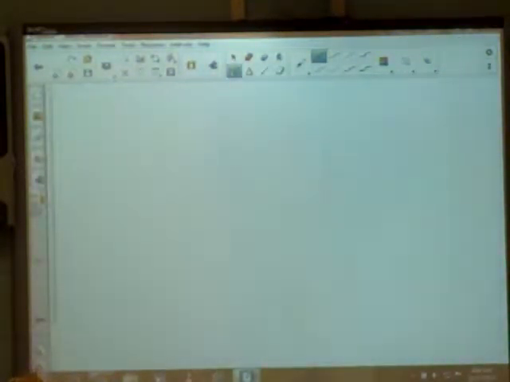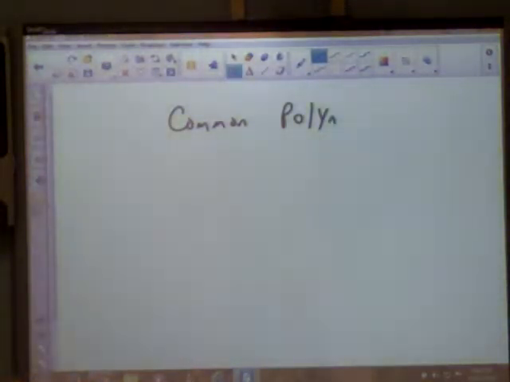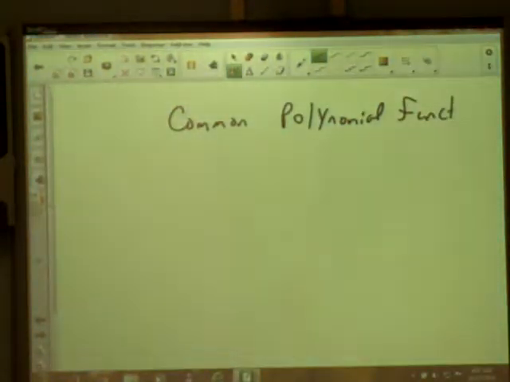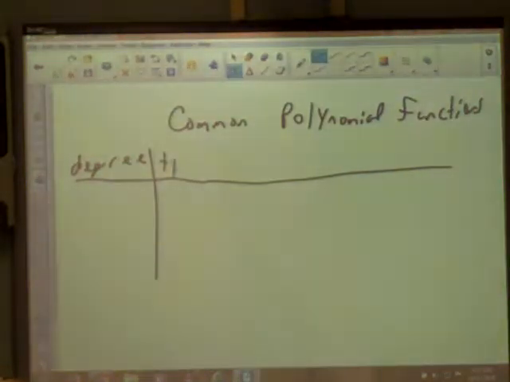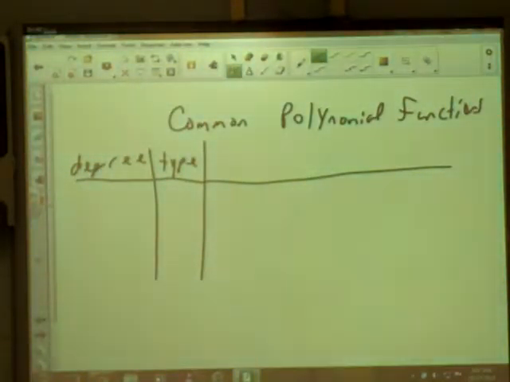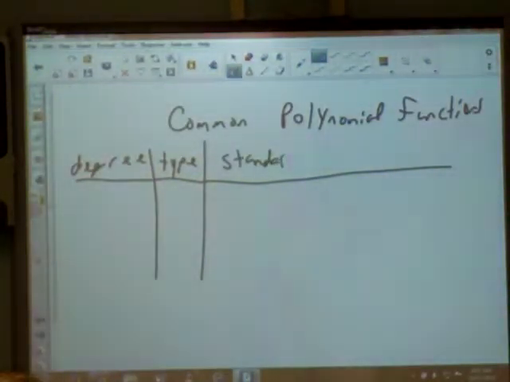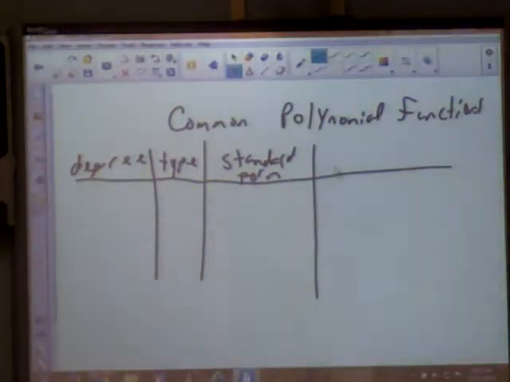Alright, here are just some common, and this isn't all, this is just some common polynomial functions. I'm going to make a column that's got a degree, a type, standard form, and then I'll give you some examples.